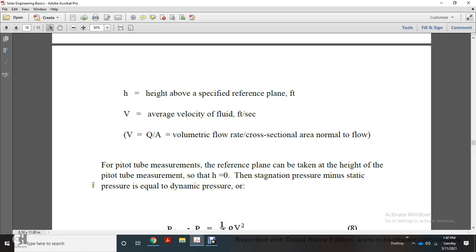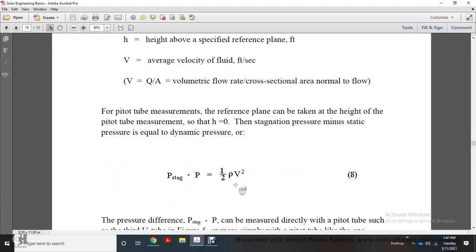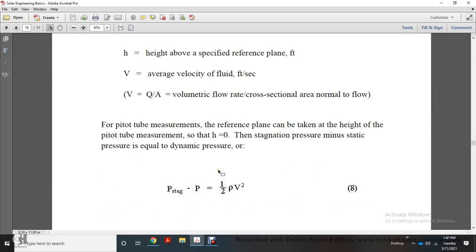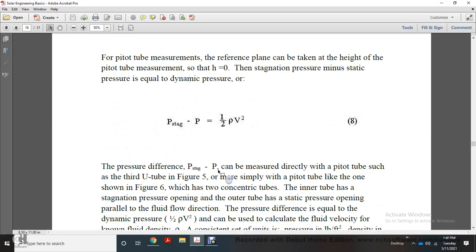Stagnation pressure minus static pressure is equal to dynamic pressure. That is, P stagnation minus P, the stagnation pressure minus the static pressure, is equal to one half the fluid density times the average velocity squared.